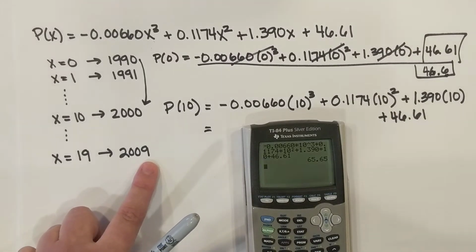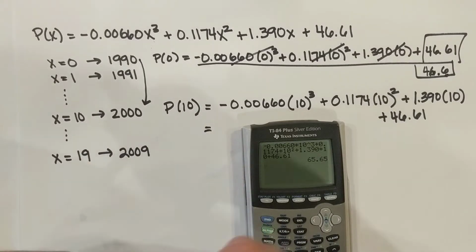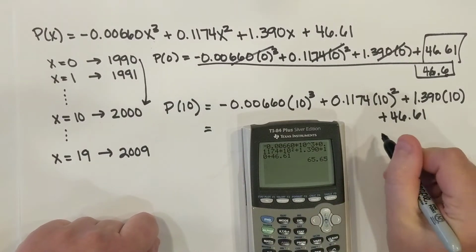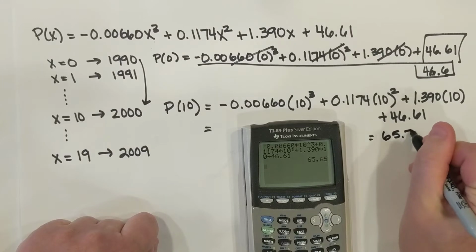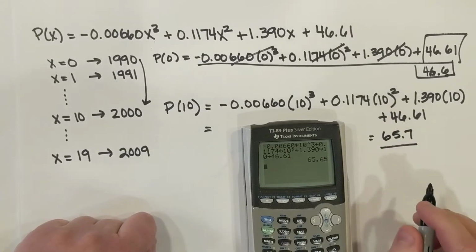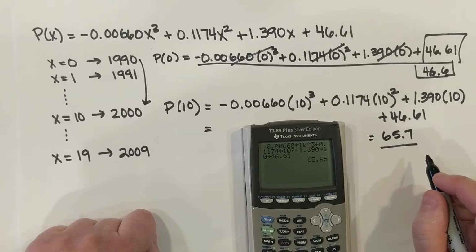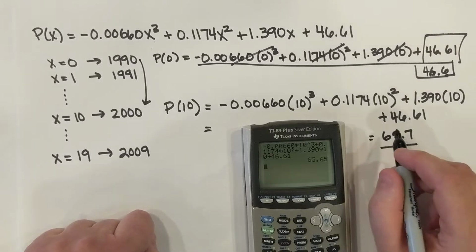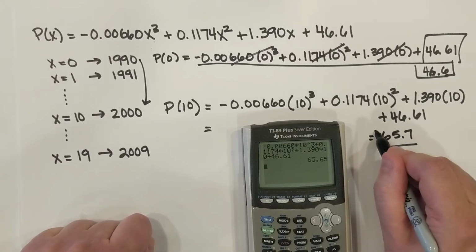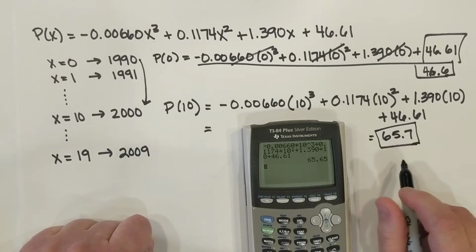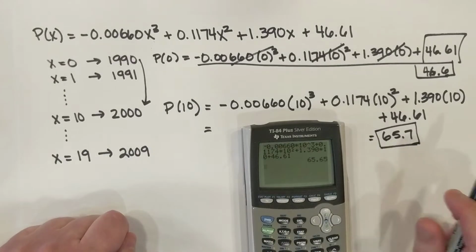So yeah, I got 65.7. I'm going to round that up. 65.7. And is that millions? Let's see. Not sure it says, but yeah, in millions. So 65.7 million people came in 2000.